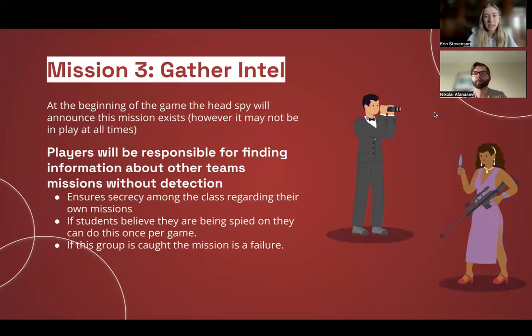And so the students who are acting as the spies, it's written on the document as a suggestion, you might want to make up, as a team, your own fake mission, and that way you have a cover. Basically this group really doesn't want to get caught, because if they get caught, it's a failure.